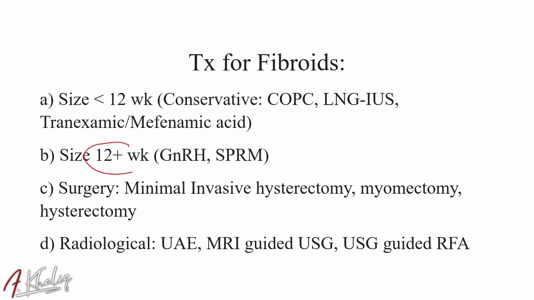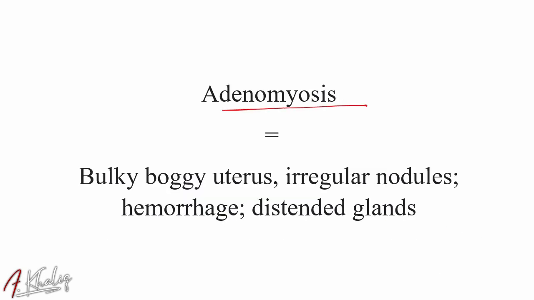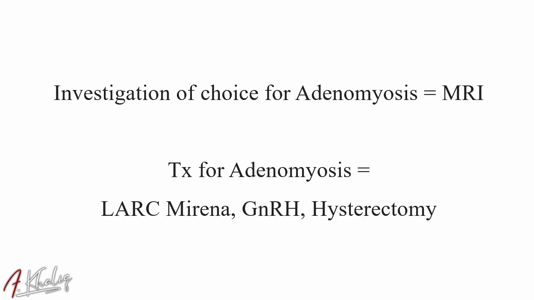If the size of the uterus is more than 12 weeks, you can go with the GnRH or SPRM. In the surgery, you can have minimal invasive hysterectomy or myomectomy or hysterectomy. Radiologically, you can go for uterine artery embolization, MRI guided ultrasound, and ultrasound guided radiofrequency ablation. In the adenomyosis, you can see bulky, boggy uterus with the irregular nodules. There's some hemorrhage with the distended glands. The investigation of choice for adenomyosis is MRI, and the treatment for adenomyosis is Mirena, GnRH, and hysterectomy.